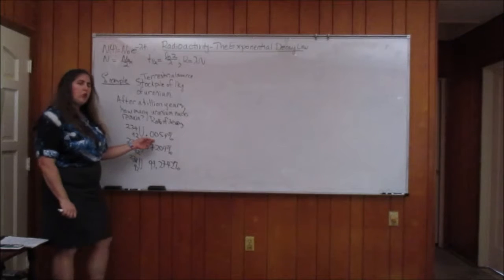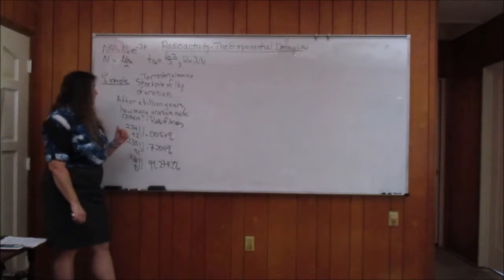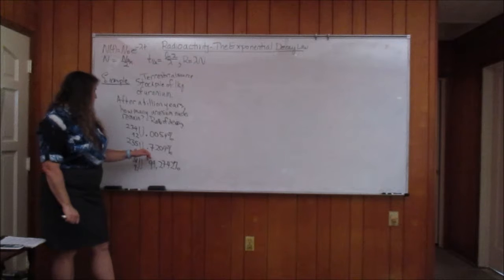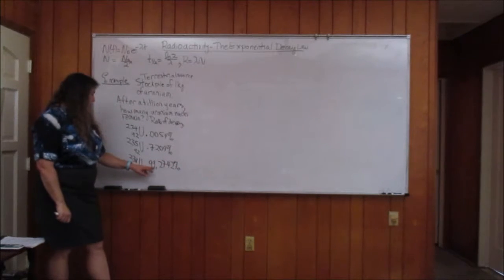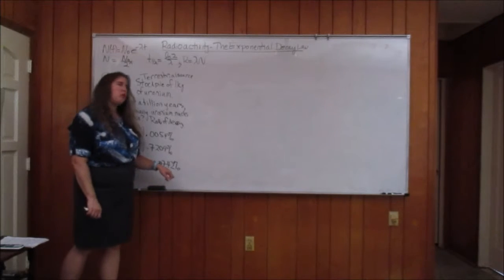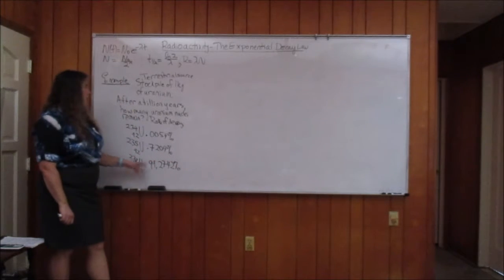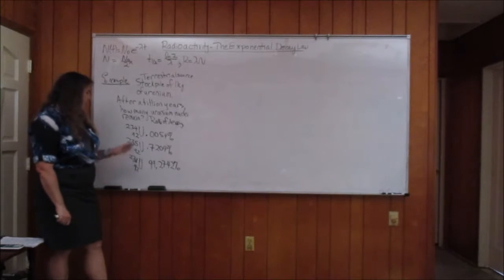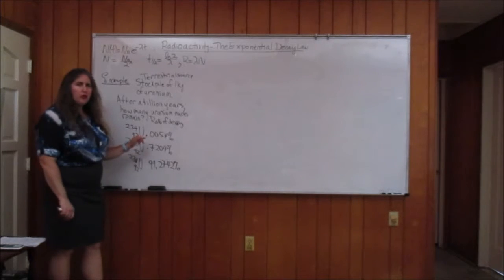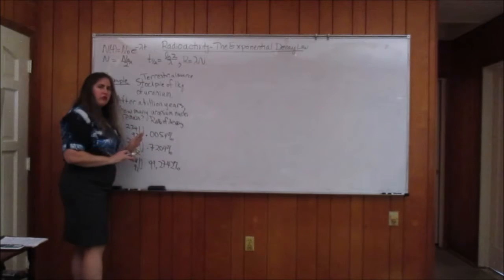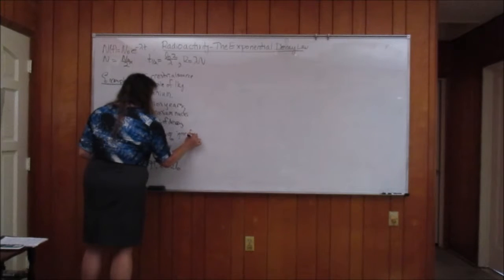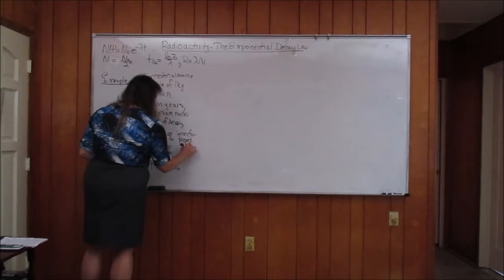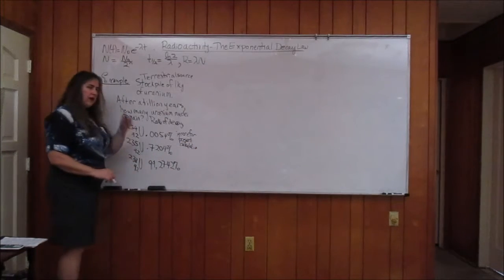U-234 accounts for only 0.0054% of natural uranium. U-235 accounts for 0.7204%, and U-238 accounts for 99.2742% of your source of uranium. So because U-234 has so much smaller abundance, I'm just going to ignore this for the present calculation, and instead focus on U-235 and U-238.